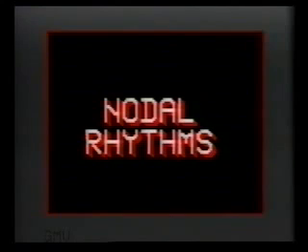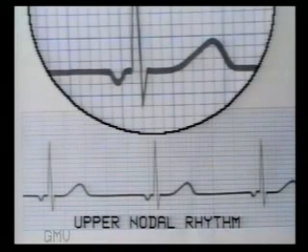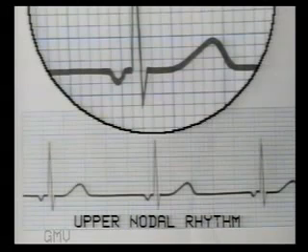Nodal rhythm, also termed as junctional rhythm. When the impulses originate in the AV node, the rhythm is termed as nodal rhythm. The heart rate with nodal rhythm is very slow, about 40 to 60 per minute. This ECG shows a heart rate of 1500 divided by 26, that is 58 per minute. The QRS complex is normal, indicating supraventricular origin, and the P wave is inverted with a very short PR interval of 2 small squares or 0.08 seconds. This is called upper nodal rhythm.